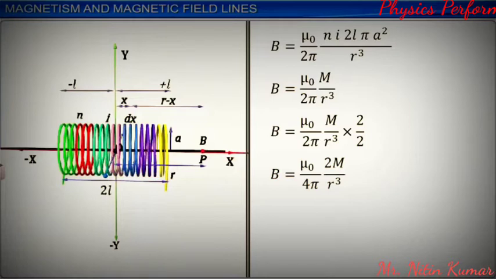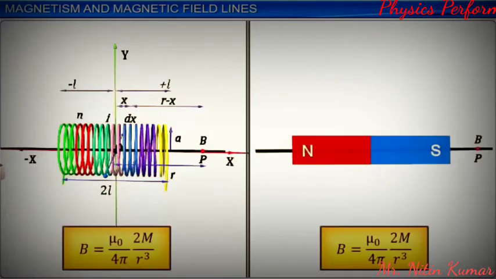Thus, a current-carrying solenoid and a bar magnet produce similar magnetic fields. Therefore, a solenoid is equivalent to a bar magnet and their magnetic moments are also equal, if the magnitude of the induction they produce at given distant points from their centers on their axial lines is equal.